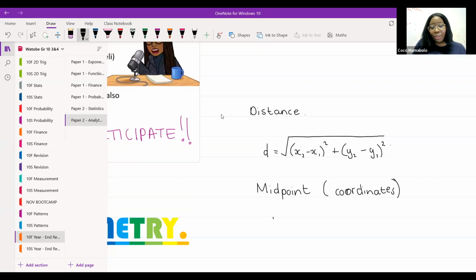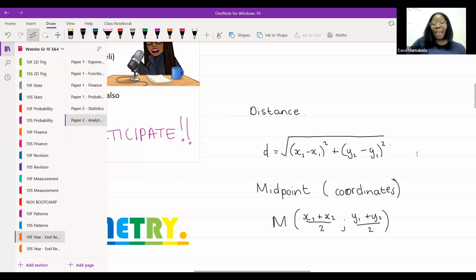So I know that M is going to be, we're going to take 2 points, x1 plus x2 divided by 2. We're looking for the midpoint, and that's halfway between 2 points. So we divide by 2, and we're going to do the same with our y values: y1 plus y2 divided by 2. And that's how we're going to find the set of coordinates there.